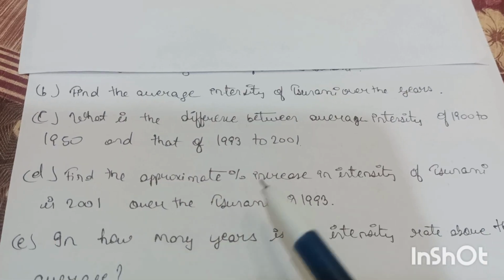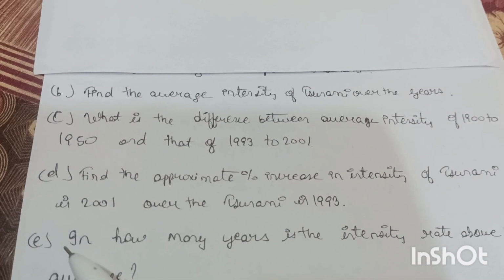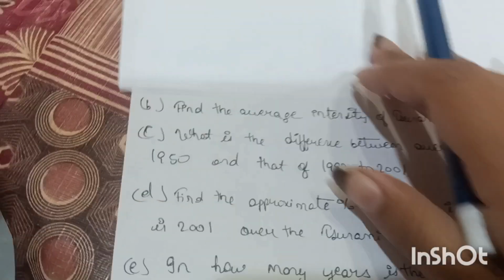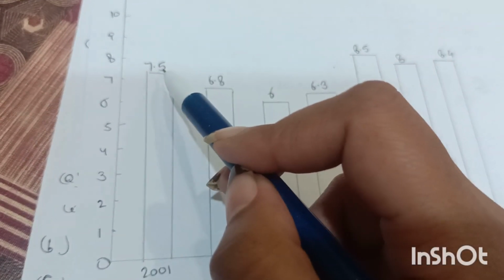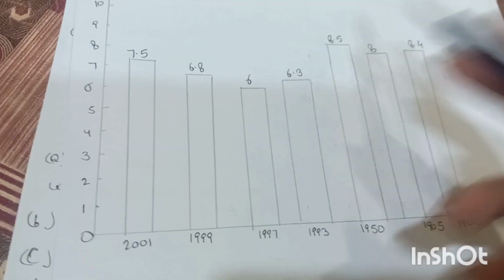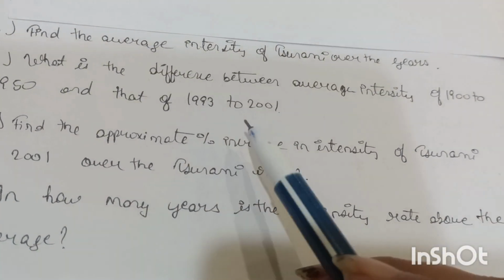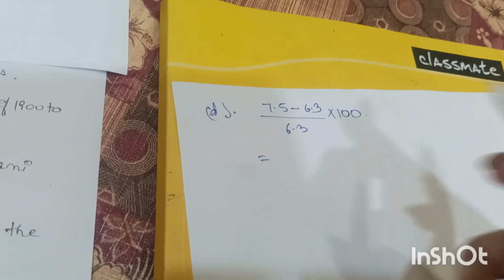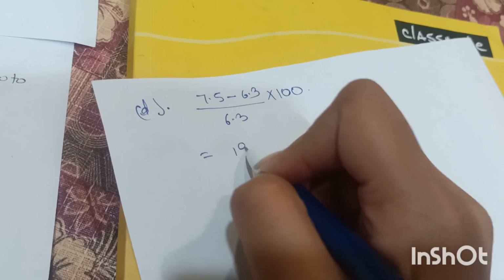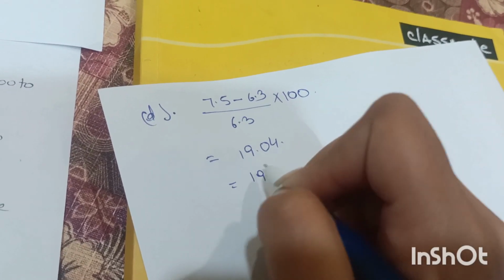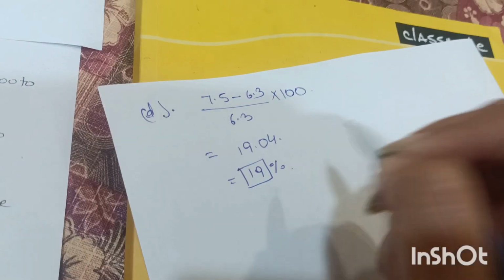In question number D you have to see the increase between 1993 and 2001. In 2001 it is 7.5 and in 1993 it is 6.3. So let's solve: 7.5 minus 6.3 upon 6.3 into 100, because we have to find how much the increase is. So we have used this formula. After solving it out you will get 19.04, then you can write it as a 19% increase.